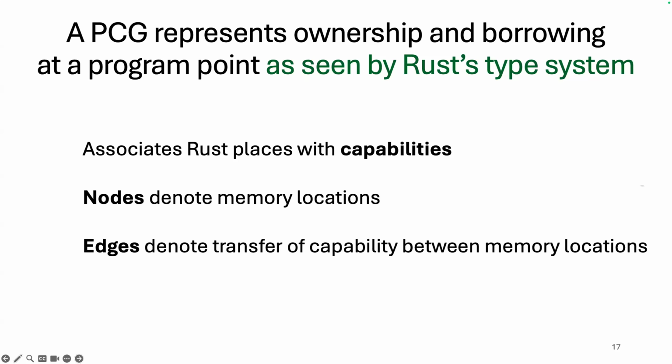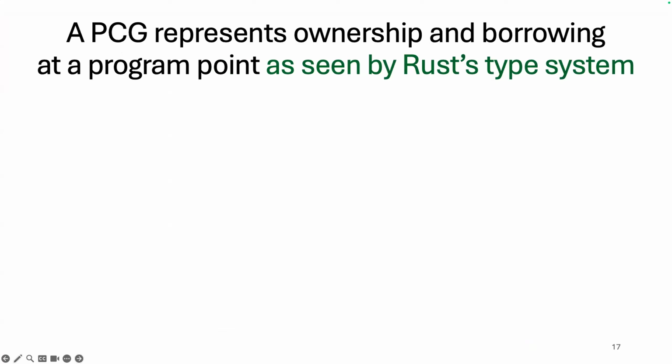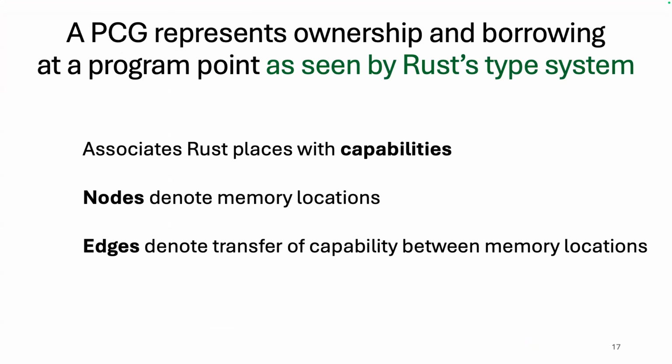And edges in the graph denote the temporary transfer of capability between locations, for example, for borrows. Technically, these edges are hyperedges, so they can connect not just single nodes on each side. This might sound confusing, but it's actually not as confusing as it sounds. These can be thought of just as normal graphs, basically.